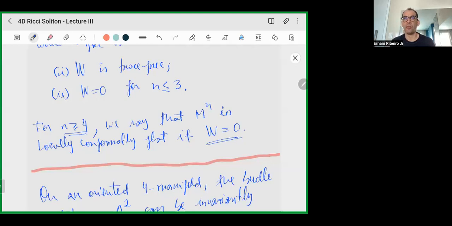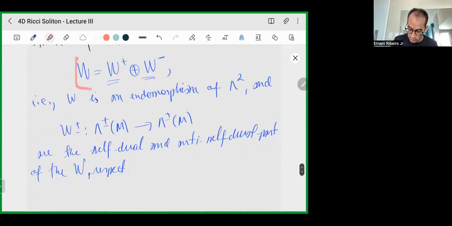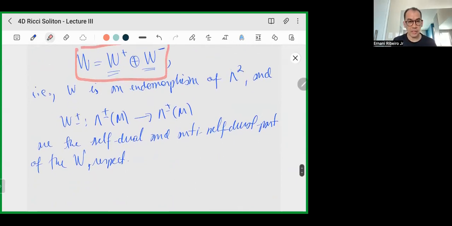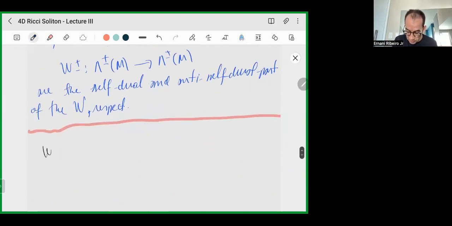One example of a locally conformally flat manifold is, of course, Euclidean space, or a sphere. But if you look now at this decomposition, we know it is a direct sum, so not necessarily do both pieces have to be zero. For example, we may now consider another assumption weaker than locally conformally flat. We say that a four-dimensional manifold is half conformally flat.